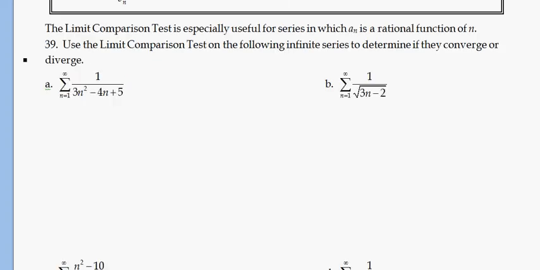And a note here that the limit comparison test is especially useful for series in which a sub n is a rational function of n. That's because you're going to be looking at a limit of a ratio of two rational functions. Notice in both examples we did above, we were sort of doing this flipping and multiplying, lots of things canceled out, and in that case it will be easy to actually evaluate the limit.